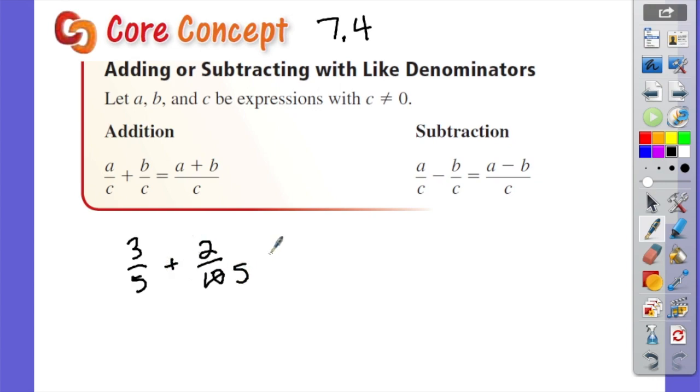Okay, so if you remember, when they have the same denominator, you keep the same denominator, which is going to be 5, right? You don't add them. Then you add the numerators. Oh, look at that. It's going to be 5. And then you simplify when necessary. Everybody remember that? Super easy.